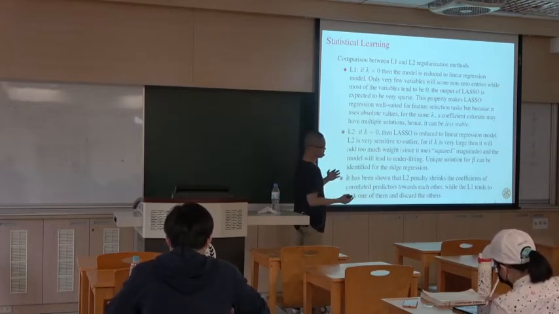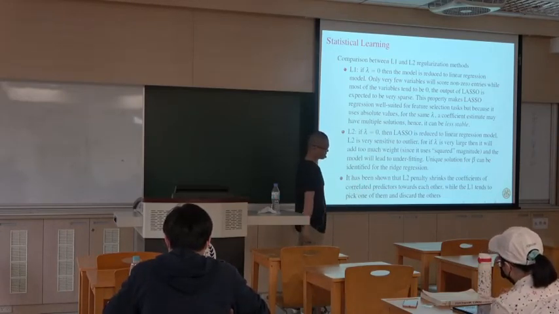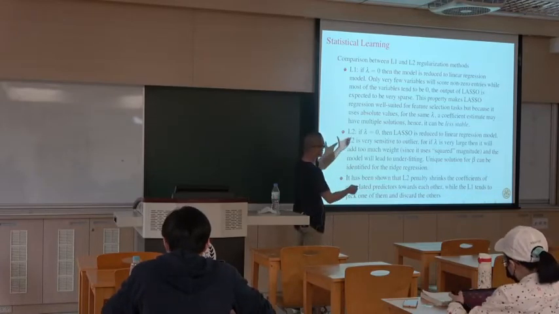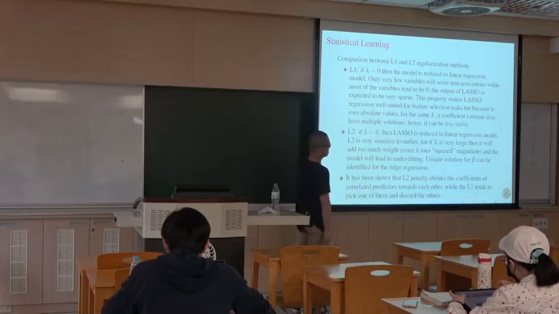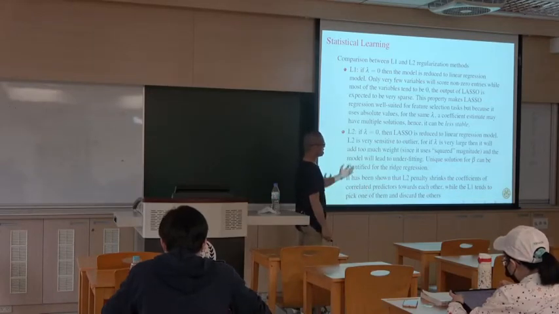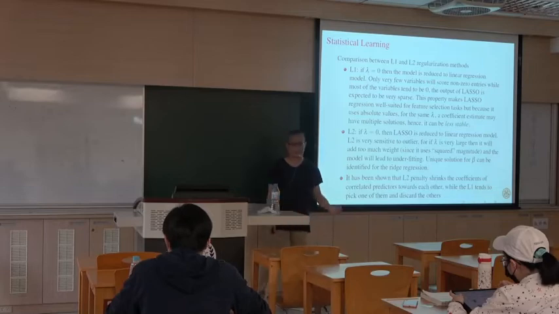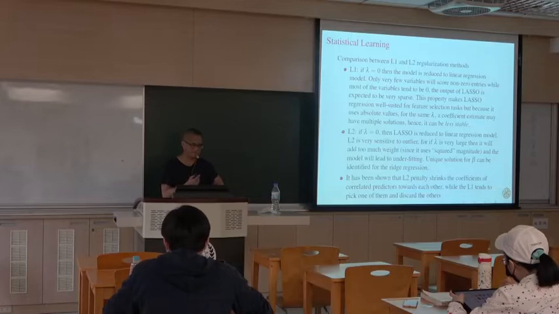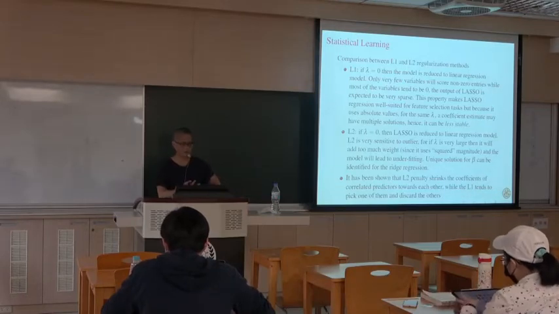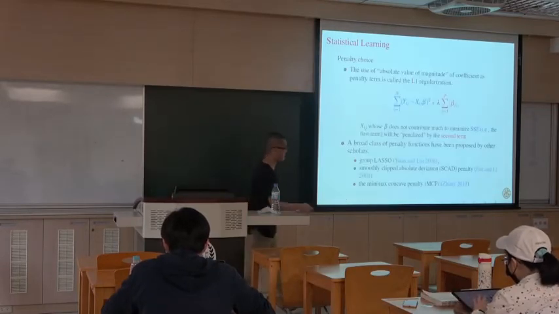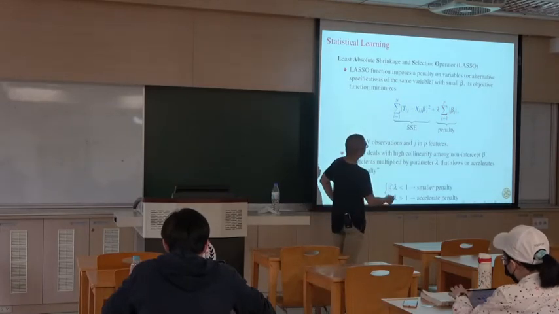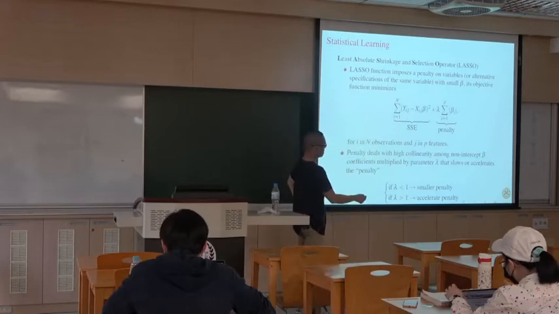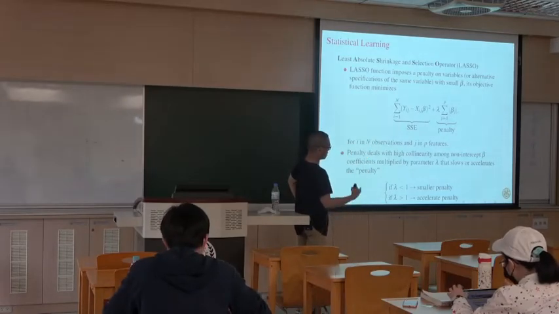This property makes it well suited for feature selection. But because we use absolute value, for the same data the coefficient estimate can have multiple solutions, so that can be less stable. Also, I forgot to add this: the method that uses the absolute value is called L1 regularization.